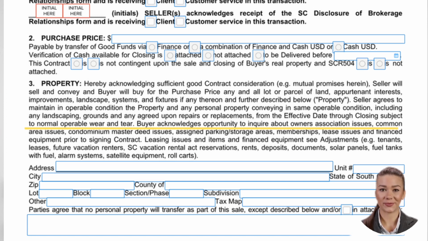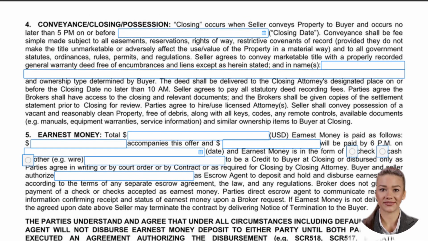It also states the buyer acknowledges the opportunity to inquire about many issues such as owners' association, common area, financed equipment, or leases before signing this contract. Section 4 is where you will list the closing date and the name the buyer would like on the deed.